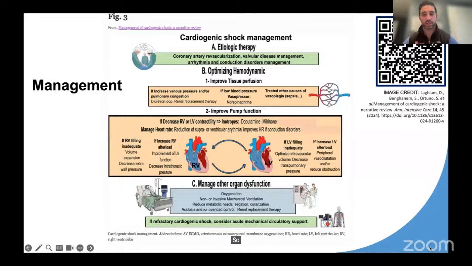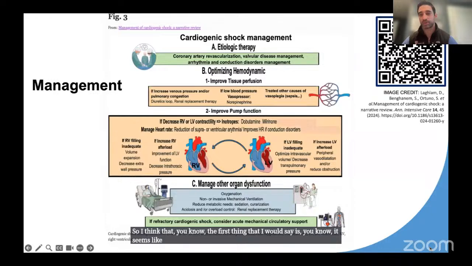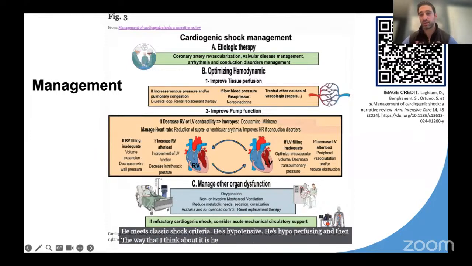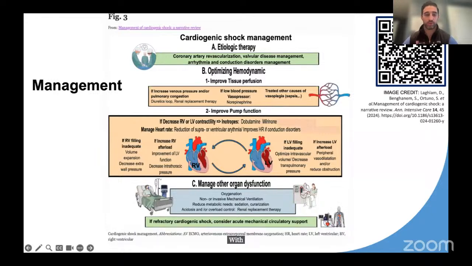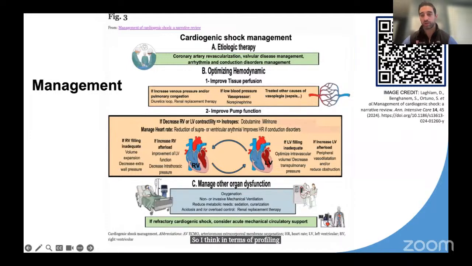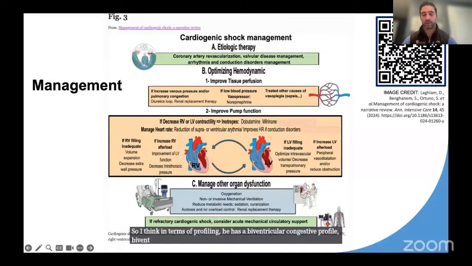I think the first thing that I would say is, it seems like we've pretty clearly established that this patient, Mr. Chen, is in cardiogenic shock. Like everyone said, he meets classic shock criteria. He's hypotensive, he's hypoperfusing. And the way that I think about it is he has multiple signs of hypoperfusion, low cardiac output, with elevated filling pressures. And with the echo and his IVC and his chest X-ray and his BNP, he has biventricular congestion. So I think in terms of profiling, he has a biventricular congestive profile, biventricular dysfunction.